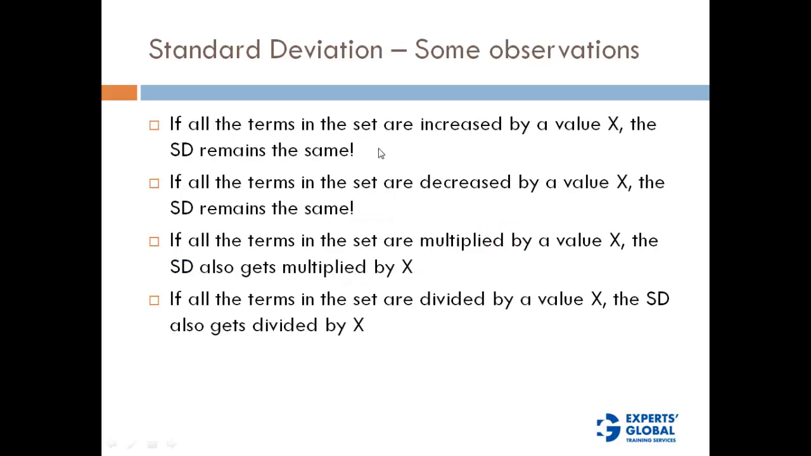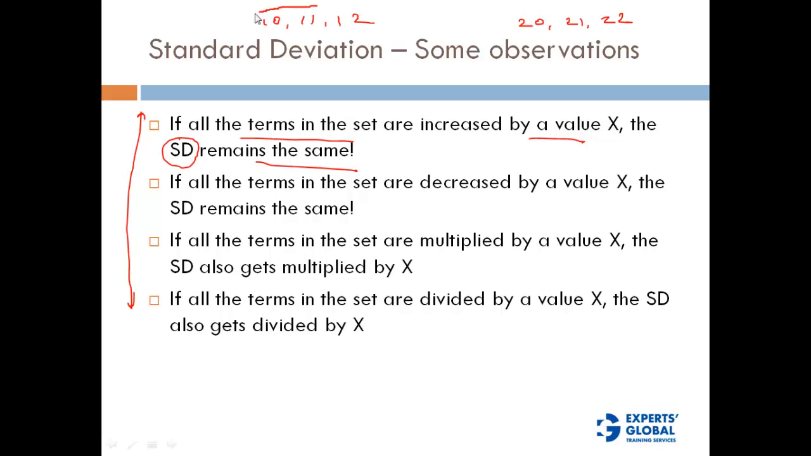Some observations. Now these observations are not similar to the observations for mean, mode and median. If all the terms in the set are increased by a value x, the standard deviation remains the same. Now look at it this way. Standard deviation talks about how far the individual values are from the average point, right? So let's say we're talking about 10, 11, 12, and now we add 10 to each value. Let's say 20, 21 and 22.